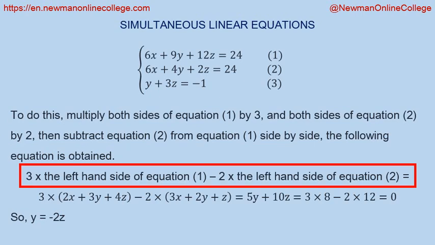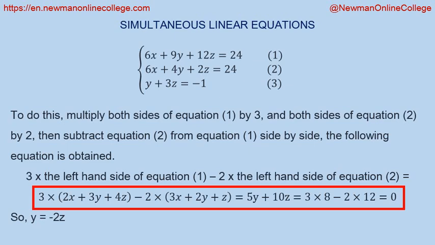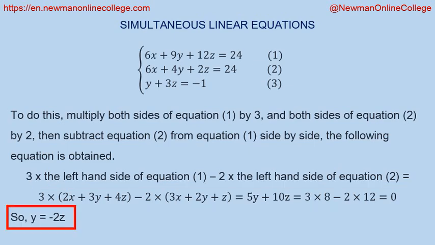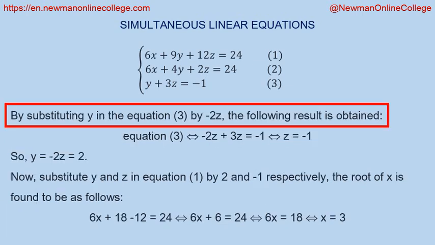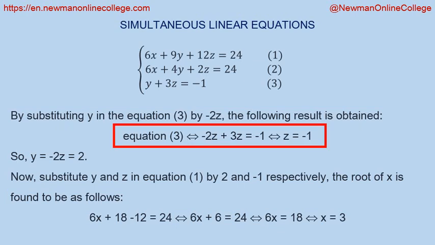3 times the left-hand side of equation 1 minus 2 times the left-hand side of equation 2 equals 3 times (2x plus 3y plus 4z) minus 2 times (3x plus 2y plus z) equals 5y plus 10z equals 3 times 8 minus 2 times 12 equals 0. So, y equals -2z. By substituting y in equation 3 by -2z, the following result is obtained.